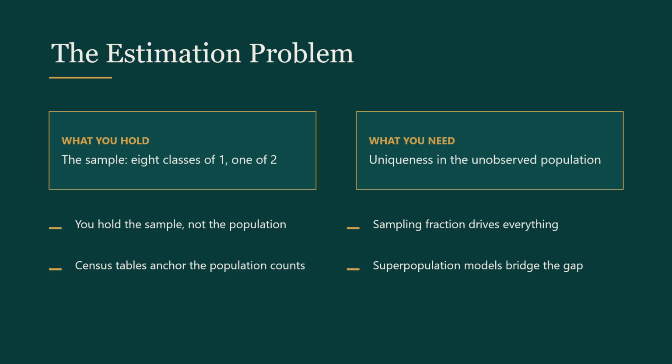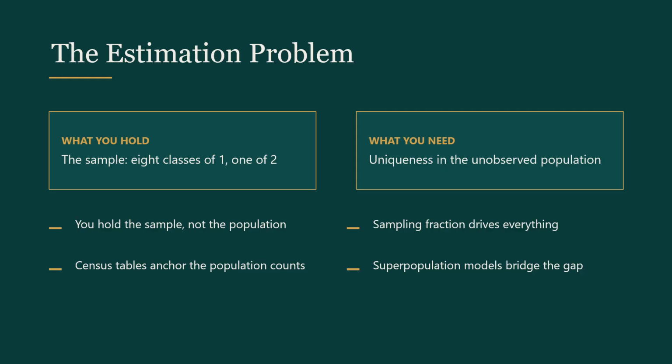Ingredient 2, external population counts. Public census and survey tabulations tell you how many people of a given age, sex, and geography exist at all. That is what anchors the estimate to reality, rather than to assumption, and you must cite the vintage of the tables you used, because populations move.